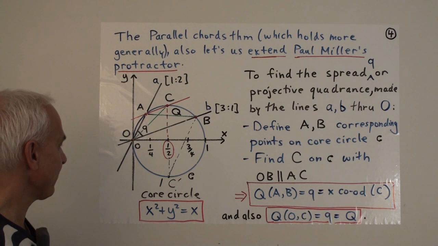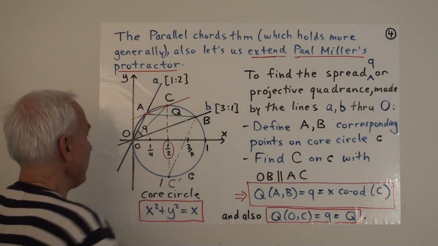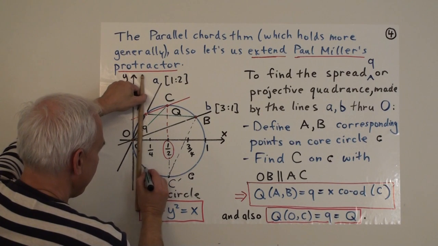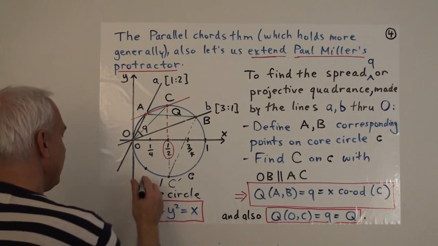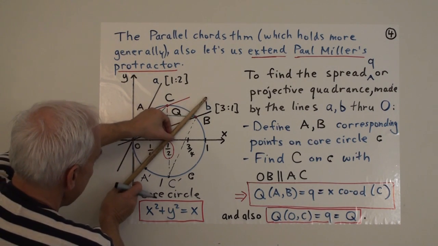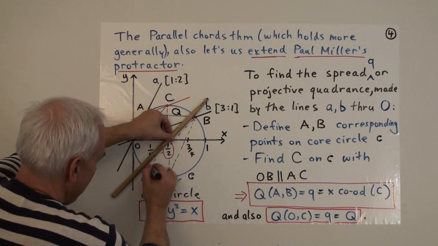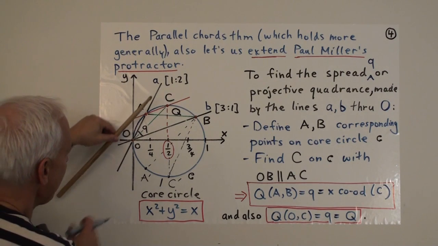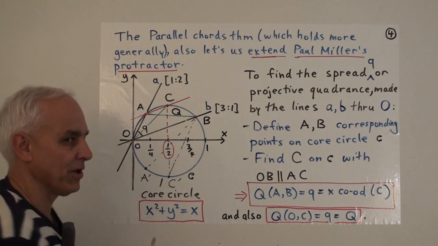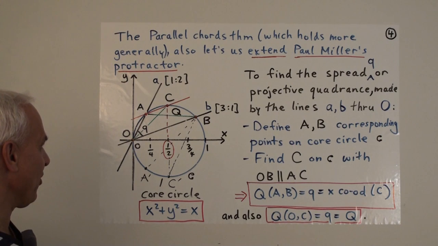There's maybe something else to point out, which is also amusing. So another way of getting this point C is to reflect one of these points, say A, in the x-axis, let's say A prime, and then take the line A prime B, and a line through O in that direction will meet the core circle in the point C. So you might like to check that those various statements are also true.